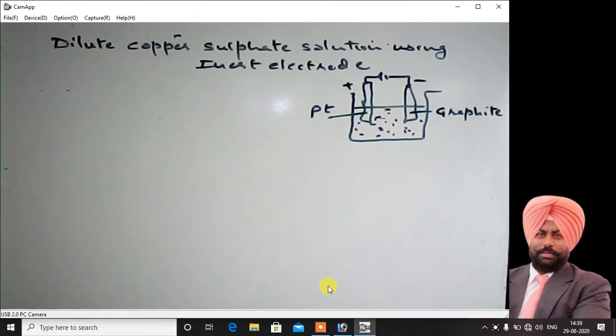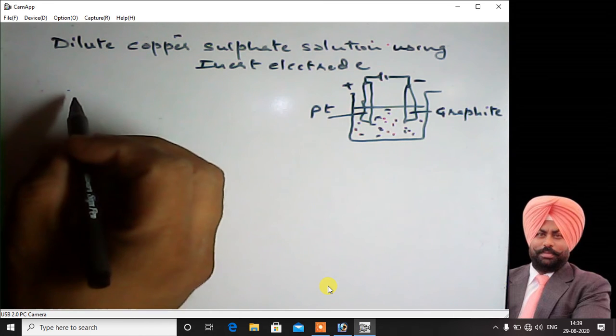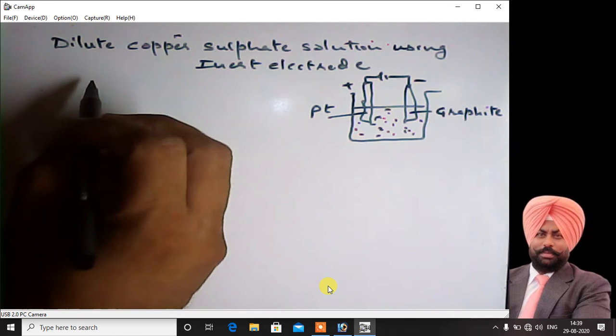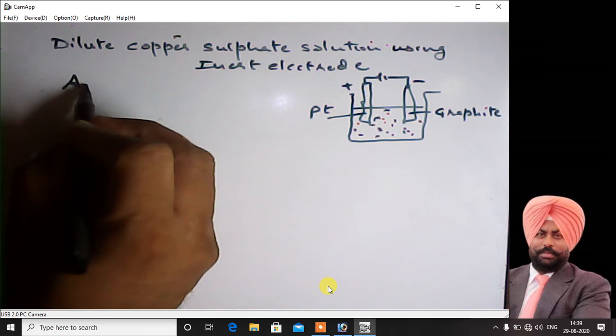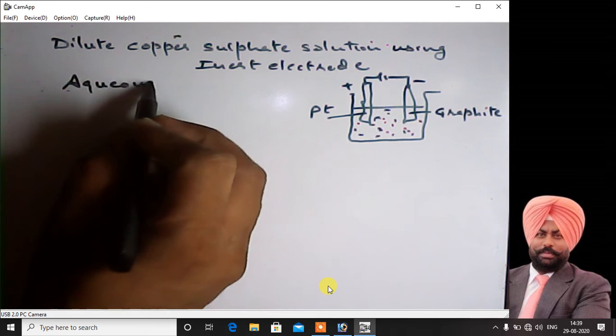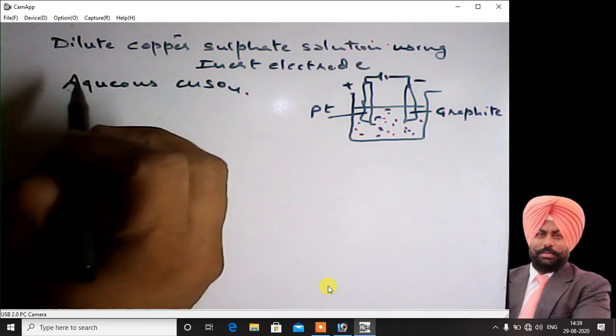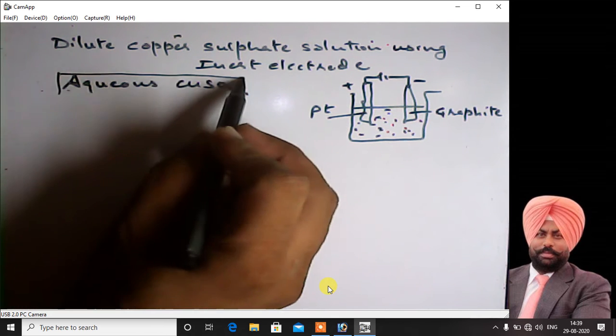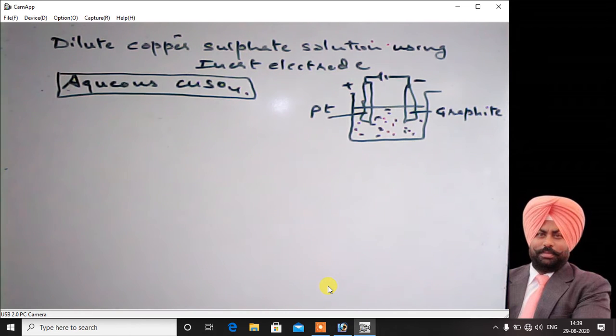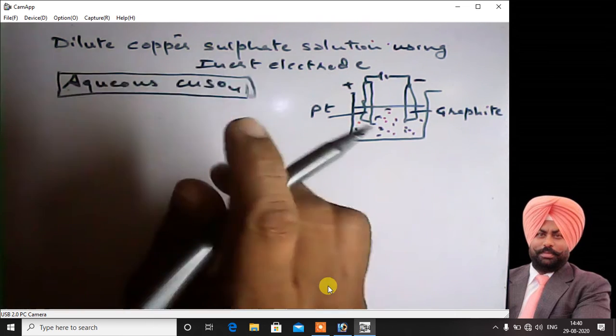Everyone, in today's video we are going to discuss the electrolysis of dilute copper sulfate solution using inert electrodes. You can also understand this as the electrolysis of aqueous copper sulfate solution. So both the questions are having the same perspective, either dilute copper sulfate solution or aqueous copper sulfate solution.